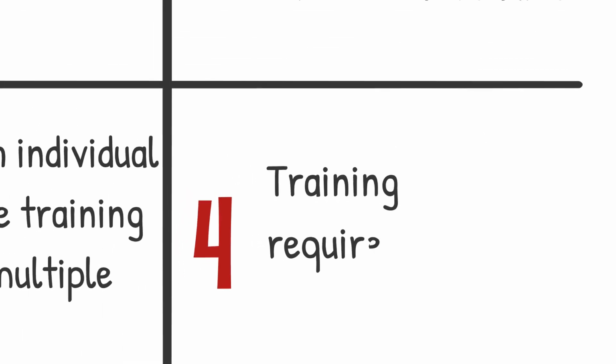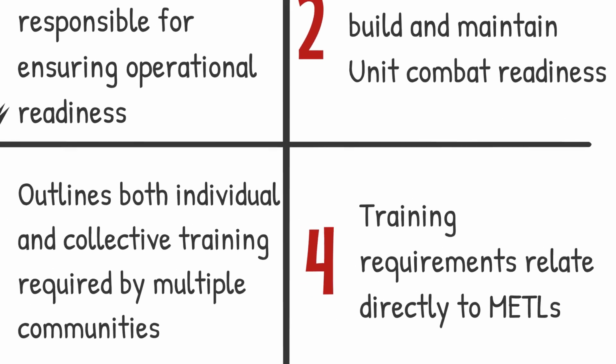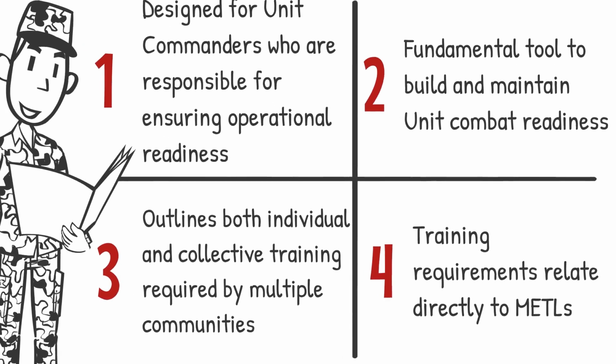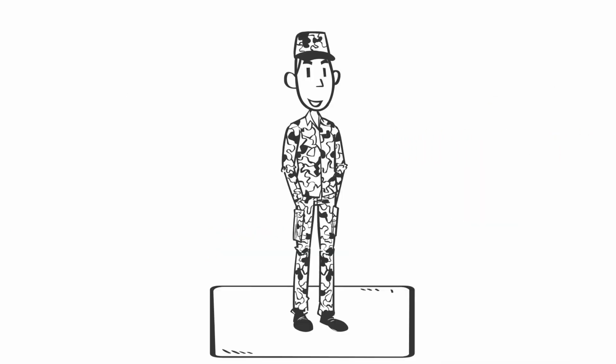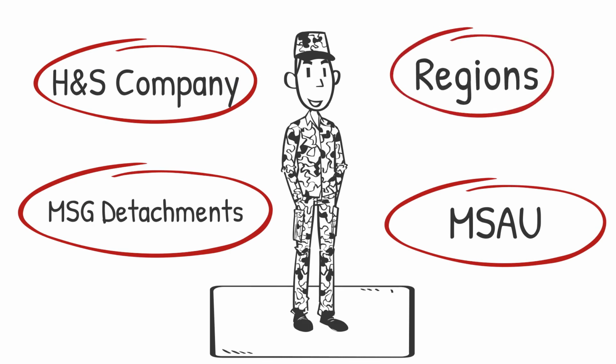The individual and collective training requirements found in the T&R Manual relate directly to the Core Capability Mission Essential Task Lists, or METLs, for ground communities. METLs are derived from the Marine Corps Task List. Now that you are clear the T&R Manual outlines individual and collective training requirements for multiple communities within MCESG, let's discuss when each training event should occur.